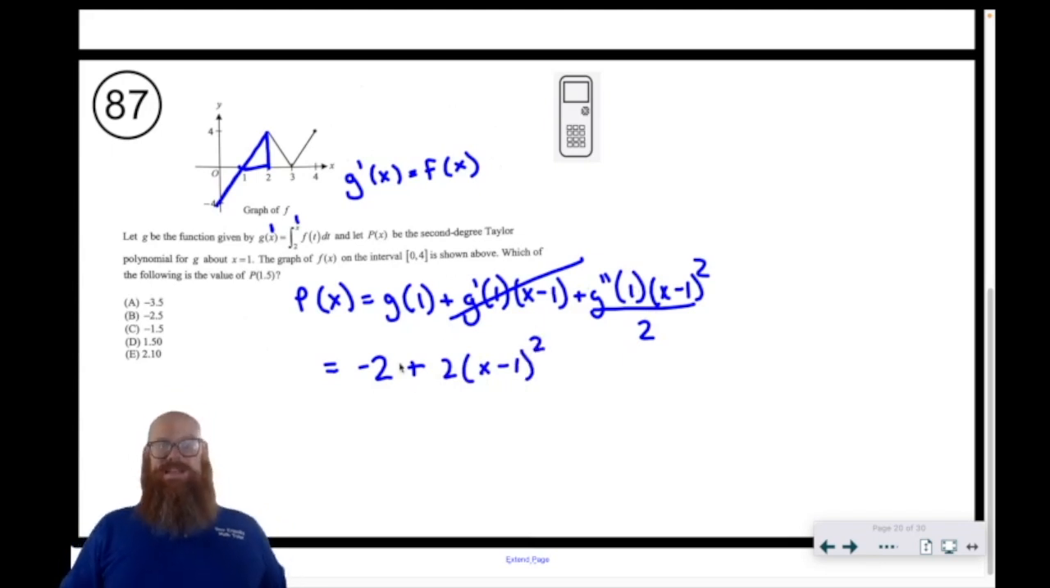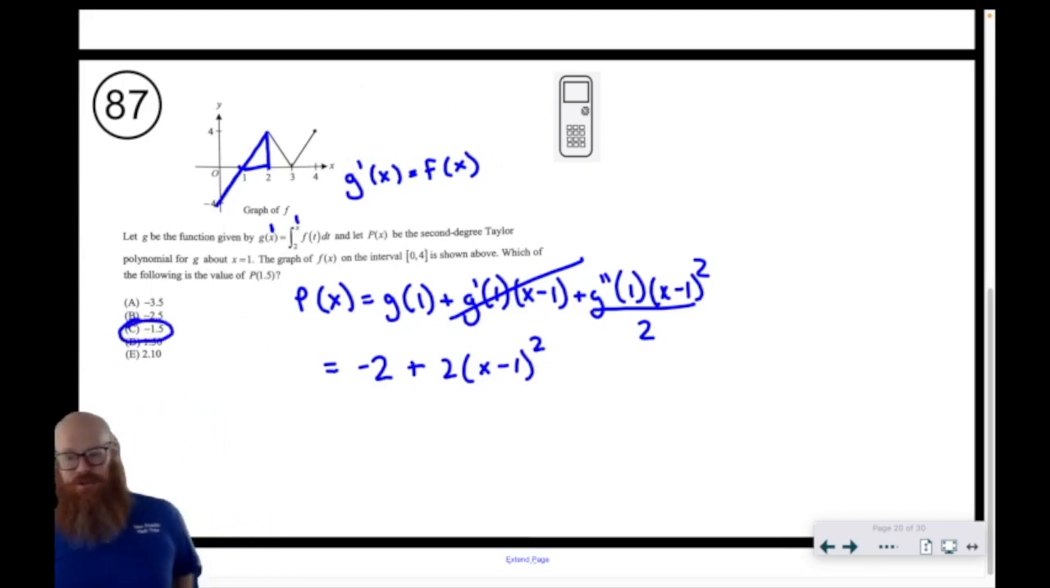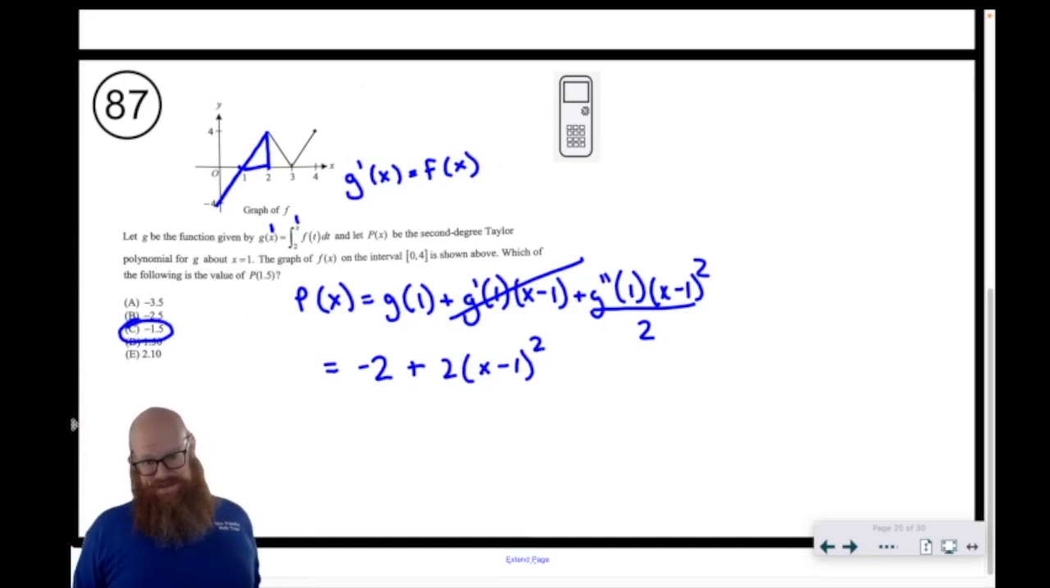So this is my second degree Taylor polynomial, and I want P of 1.5. So I can just do this really quickly. 1.5 minus 1 is 0.5 squared is 0.25 times 2 is 0.5, and negative 2 plus 0.5 is negative 1.5. You could do all that in a calculator if you really wanted to, but we all should end up with the answer choice C. That was a pretty challenging problem. They put a lot of the concepts together on that one. I like it.